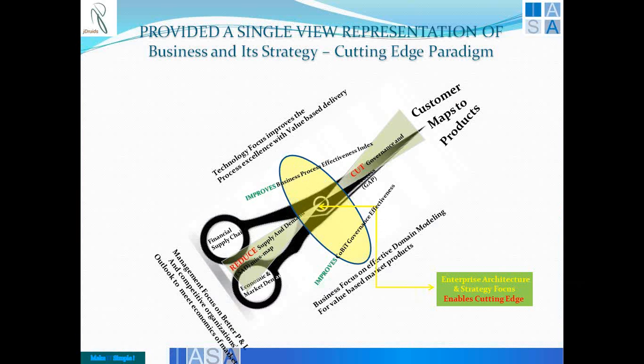So the idea is basically to cut the governance and process gap so as to reduce the supply and demand mismatch, by bringing the financial supply chain or the material supply chain closer to the economic and market demands, so effectively mapping the customer to the product.